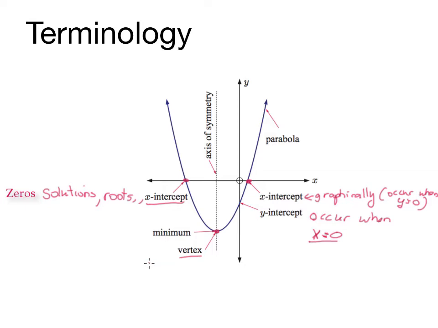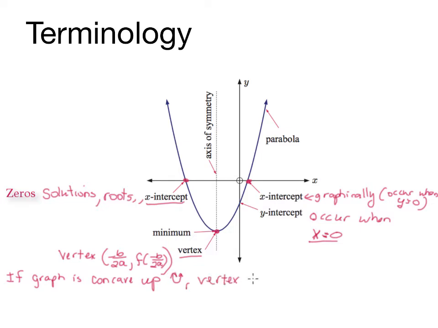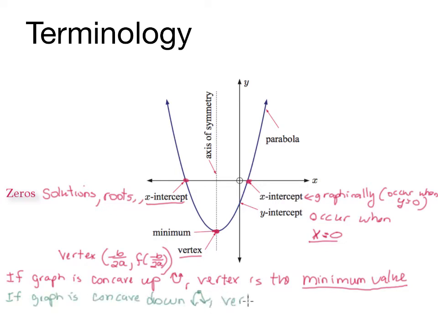Next, we have the vertex. The vertex is the minimum or maximum point of the graph. A vertex can be found by taking the opposite of b over 2a, plugging that value into our function, and getting our y value. If our graph is concave up, as in this example, our vertex will be the minimum value of the function. On the other hand, if the graph is concave down, in that case, the vertex is the maximum value.